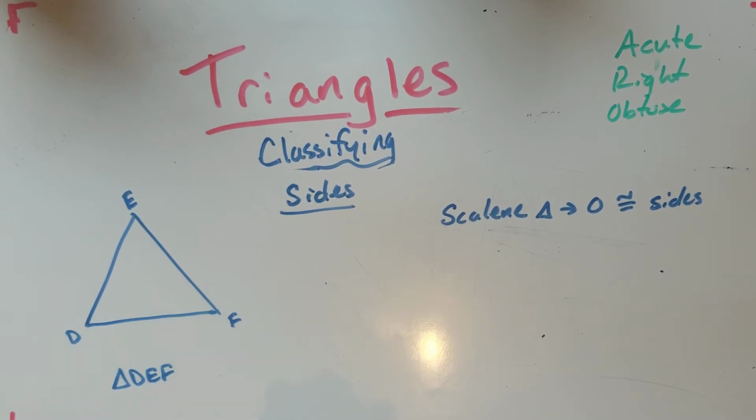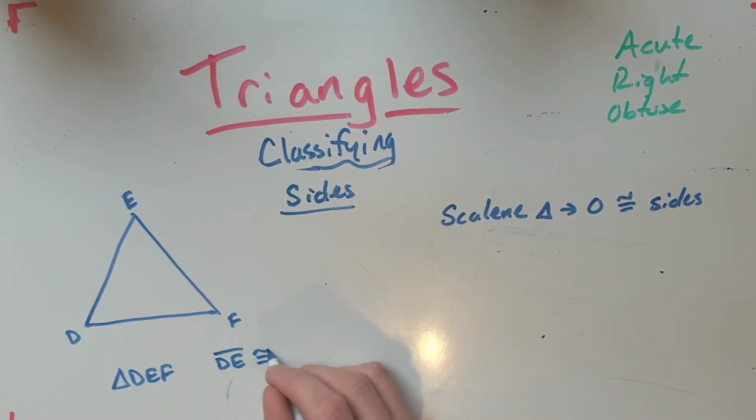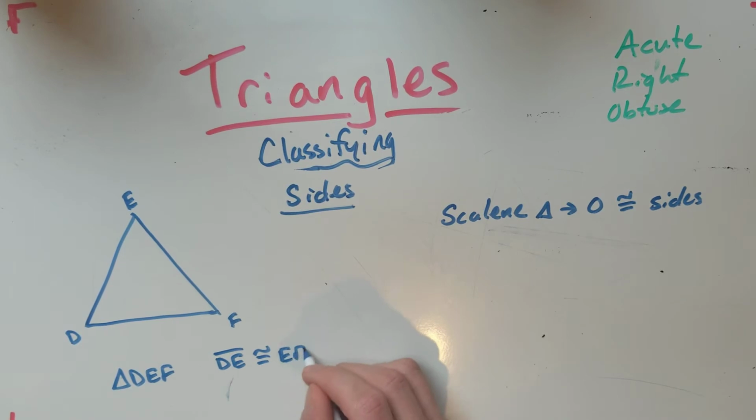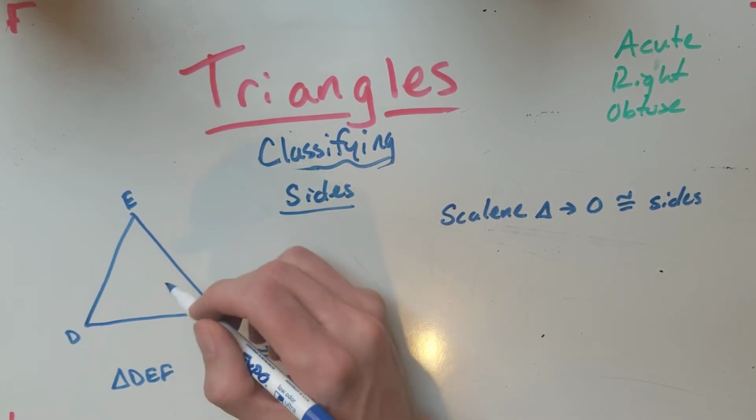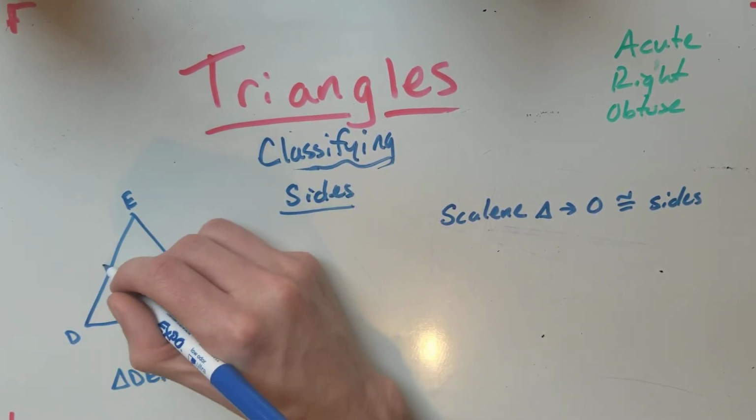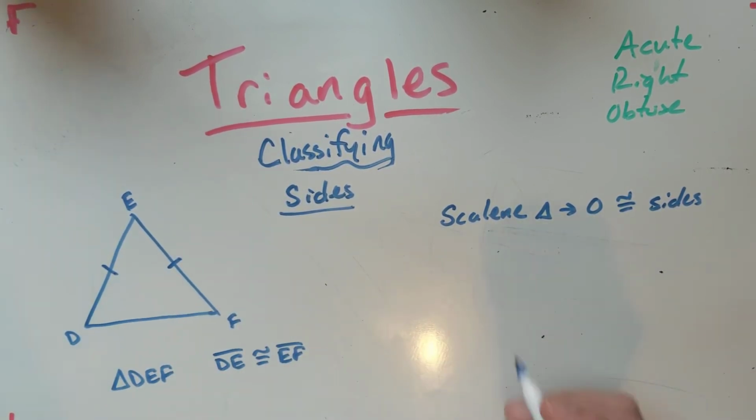And let's say in triangle DEF, DE is congruent to EF. This is a congruent statement. DE is congruent to EF. That means DE and EF have the same measurement. We can mark that by putting these congruency markings. So now we have 2 sides that are congruent to each other.